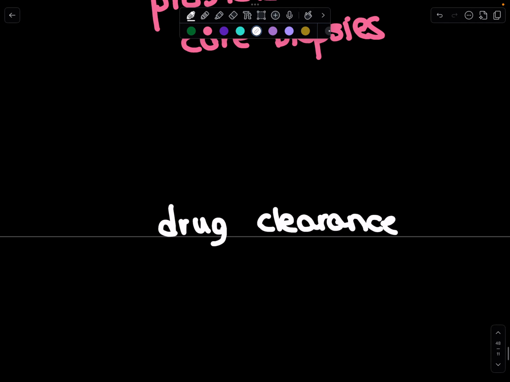Let's go and finish pharmacokinetics now. So, drug clearance. Explain that. Drug clearance is the rate at which the body removes a drug from the bloodstream, typically measured as volume of plasma cleared per unit time, e.g., ml per minute. It's driven by liver metabolism via enzymes like cytochrome P450.